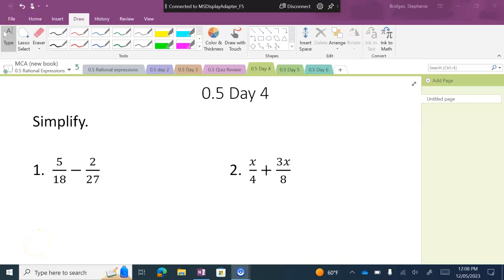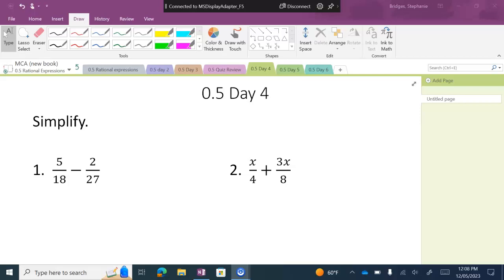So when we add and subtract fractions, the very first thing we need to do is figure out what our common denominator is. And we want to try to use as small a number as possible so that we have less to simplify in the end. However, my common denominator cannot be any smaller than the largest of the two denominators.